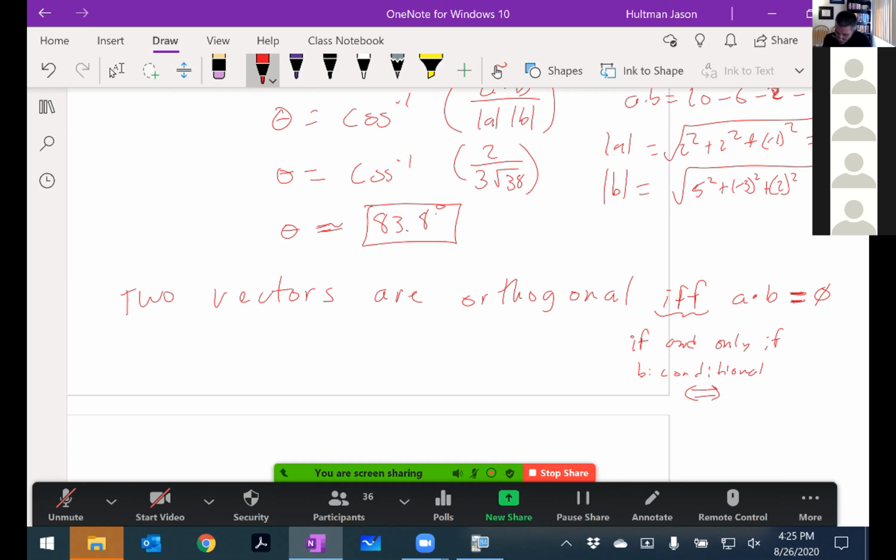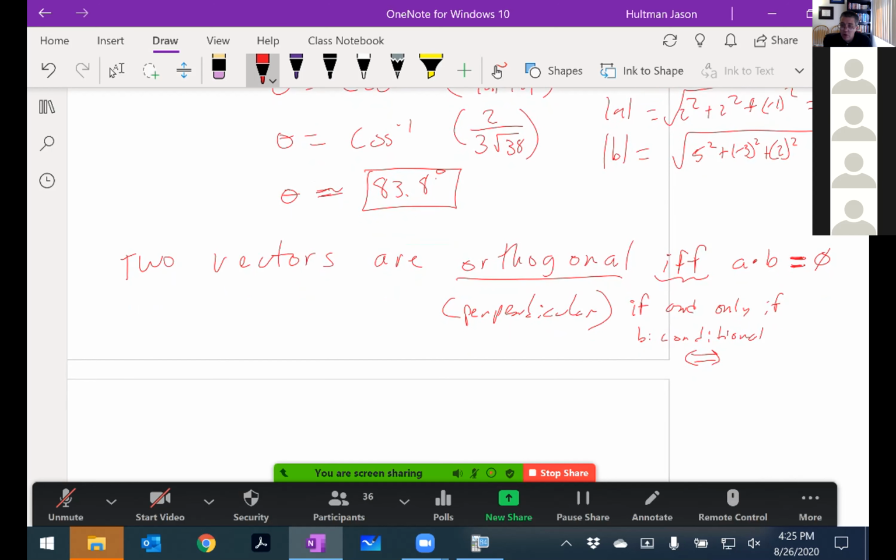Okay. What does orthogonal mean? Anybody know what orthogonal means? Perpendicular, 90 degrees. Yeah, it's just a fancy name for perpendicular. So two vectors are perpendicular if and only if their dot product is 0. This is very important, very powerful. Two vectors are orthogonal if and only if their dot product is 0. A dot B equals 0. If their dot product is 0, then they are orthogonal.